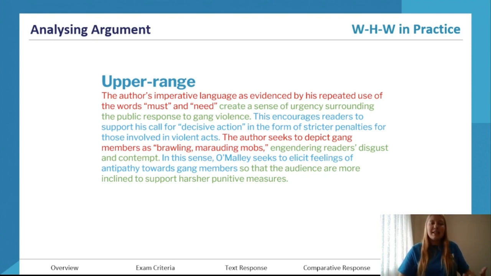Use of the words must and need create a sense of urgency surrounding the public response to gang violence. This encourages readers to support his call for decisive action in the form of stricter penalties for those involved in violent acts. The author seeks to depict gang members as brawling, marauding mobs, engendering readers' disgust and contempt. In this sense, O'Malley seeks to elicit feelings of antipathy towards gang members so that the audience are more inclined to support harsher punitive measures.